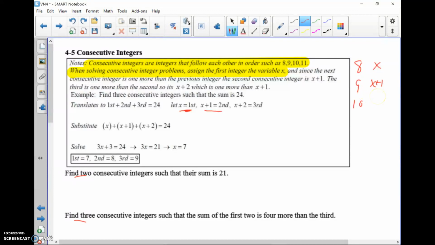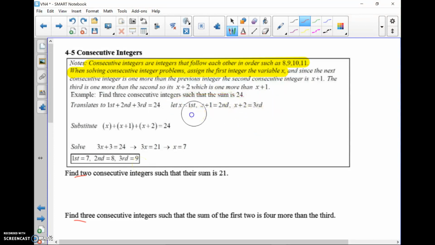And our third integer would be x plus 2. So 8 plus 2 is 10. So whatever your first integer is, if you let that be x, x plus 1 is 1 more than that. X plus 2 is 2 more than the original, which is 1 more than the second, and so on. And if we had a fourth integer of 11, we would call that x plus 3. And so this is what you're going to use when you are setting up your consecutive integer problems. You're always going to let the first one be x, your second one x plus 1, your third one x plus 2, and then you translate what they need you to do here.